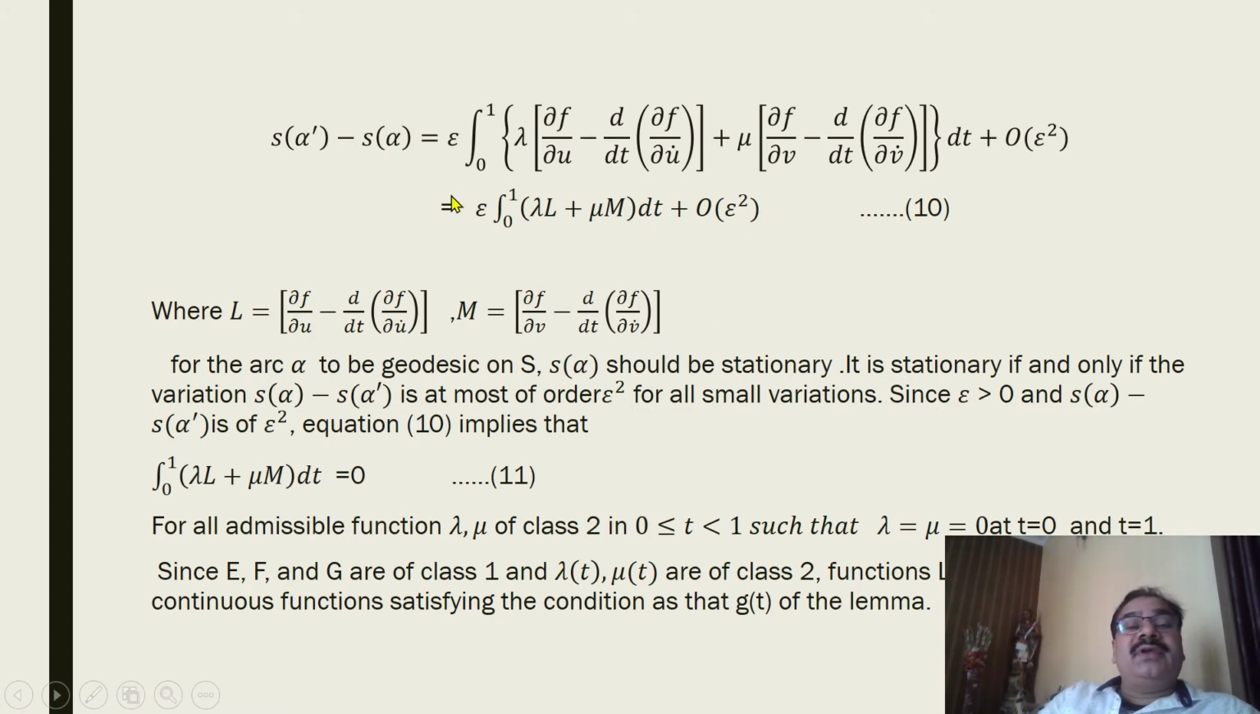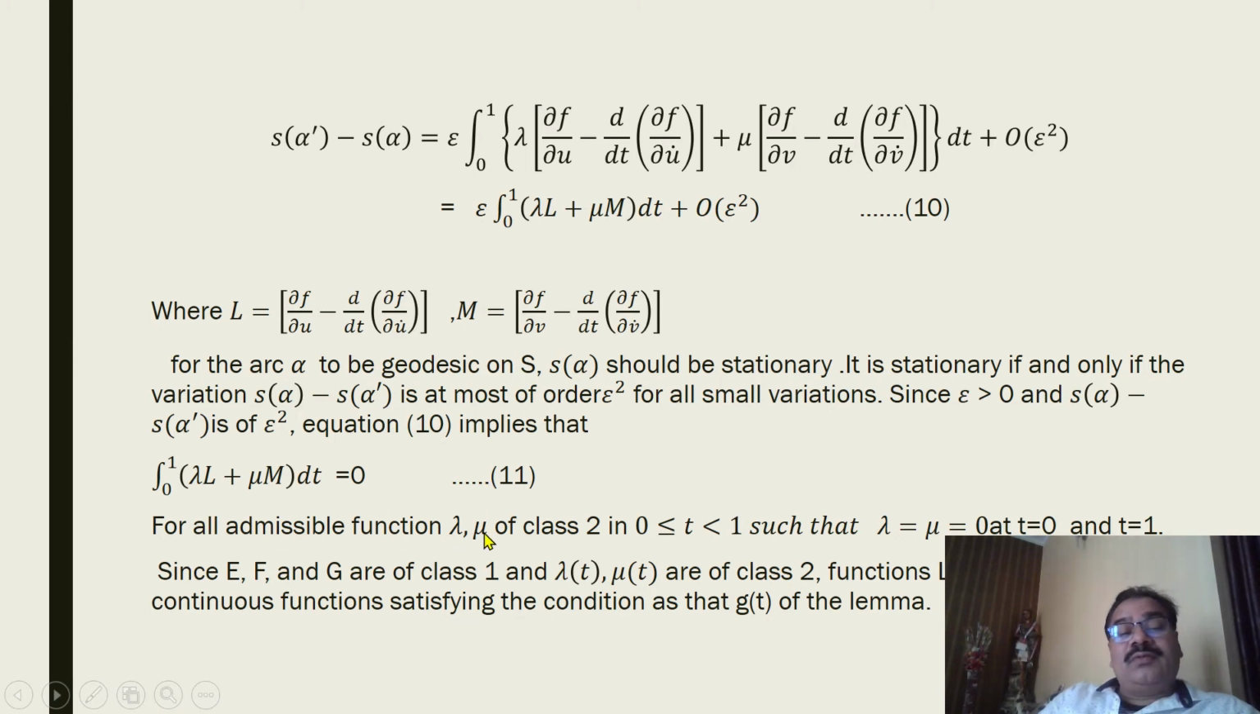Now on simplification, we get s alpha dash minus s alpha equal to epsilon times the integral from 0 to 1 of (lambda L plus mu M) dt plus higher order terms of epsilon squared, where L may be expressed like this and M may be expressed like this. For the arc alpha to be geodesic on S, s alpha should be stationary. It is stationary if and only if the variation is at most of order epsilon squared for all small variations. Since epsilon is greater than 0, this implies that the integral from 0 to 1 of (lambda L plus mu M) dt is 0.